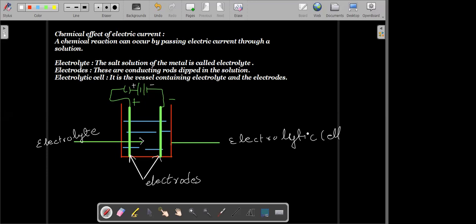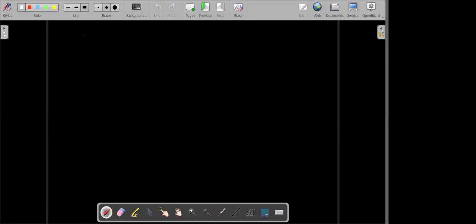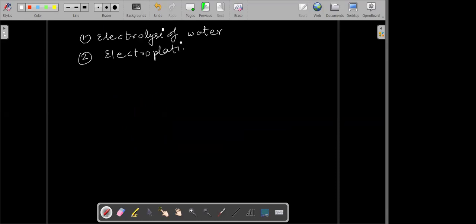Now see, we had seen different processes about the chemical effects of electric current. In the last class, we had discussed electrolysis of water. These were the few processes which we had discussed. Then we had discussed electroplating of copper, and then electroplating of silver.